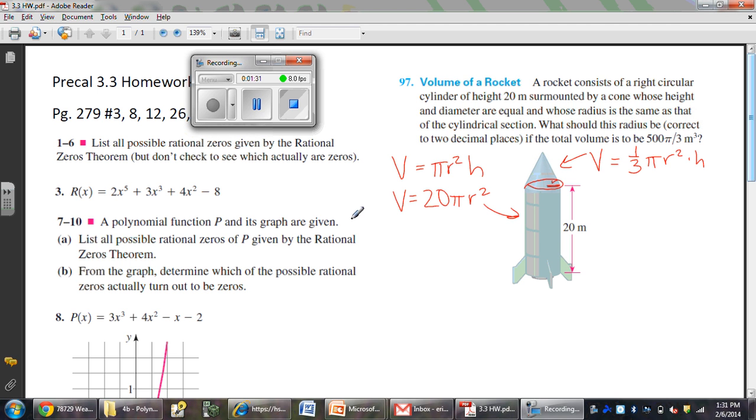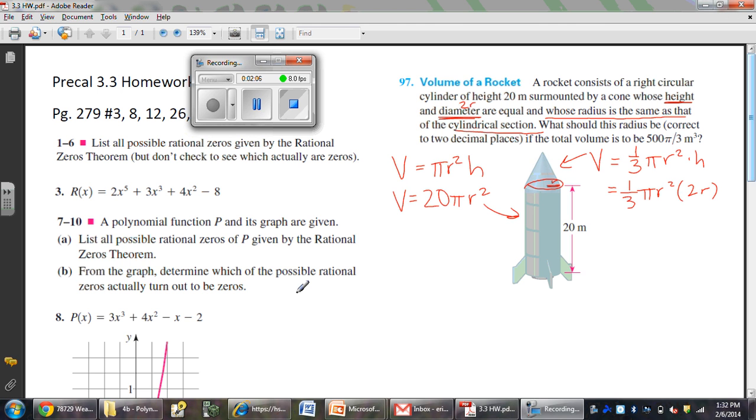What it tells us about the cone is that its height and its diameter are equal. So that means its height is the same as its diameter. If we want to leave this in terms of r, I'm not going to use d for diameter. I'm going to say the diameter is 2 times the radius, so I know its height is going to be 2 times its radius. So I'm going to plug that in: 1/3 pi r squared times 2r. And for the part about its radius being the same as the cylindrical section, that just means it's okay to use the same r in both parts of my volume formula.